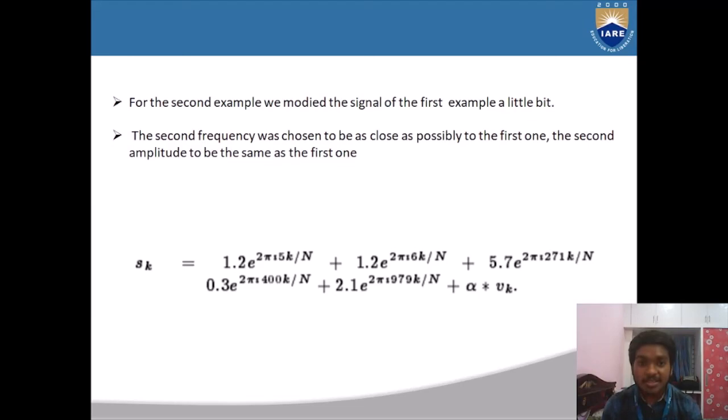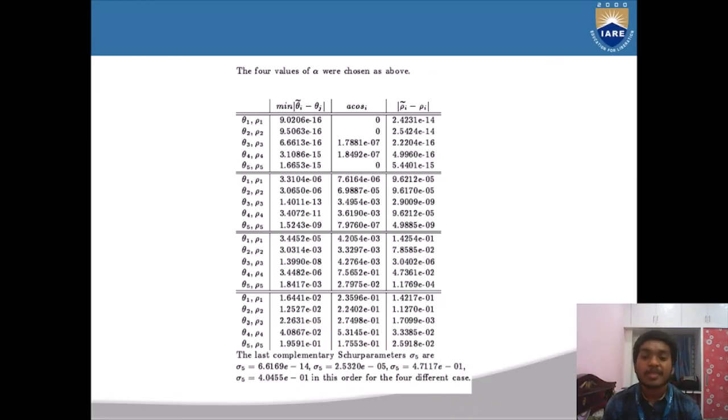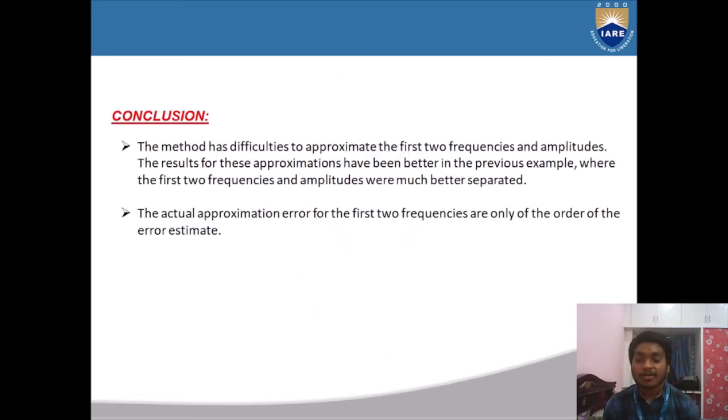This is the second example, same as that one. In this second example, we have sigma_5 values such as 6.619 times e to the power 14, for four different cases that we will calculate. Conclusion: this method has difficulties approximating the first two frequencies and amplitudes. The results for these approximations have been better in the previous example, where the first two frequencies and amplitudes are much better separated. The actual approximation errors for the first two frequencies are only of the order of the estimate.